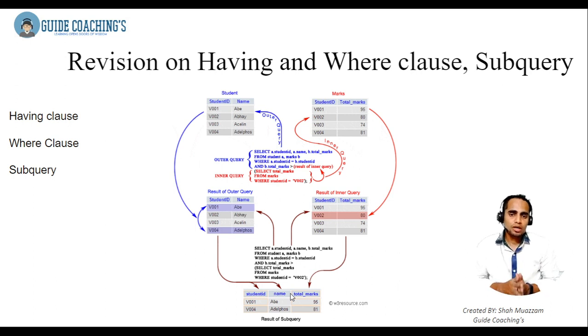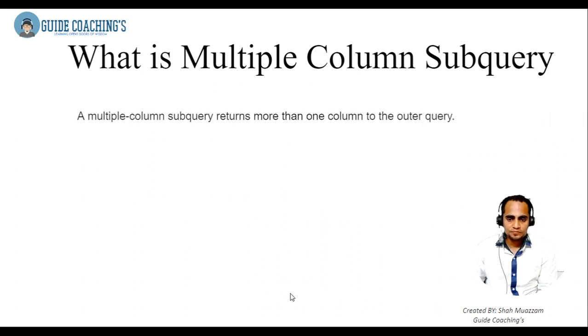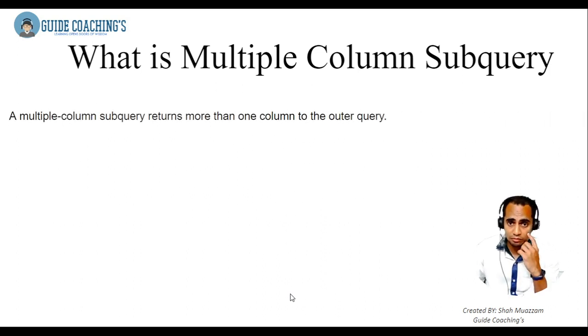Now what if I have more than one column as output? For that, the multiple column subquery is introduced into SQL. We'll see that. So what is a multiple column subquery? There are certain parameters, certain guidelines to it. So first of all, we'll see what the multiple column subquery is. It returns more than one column to the outer query.